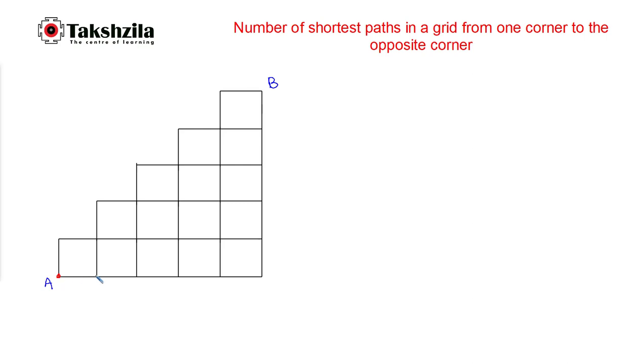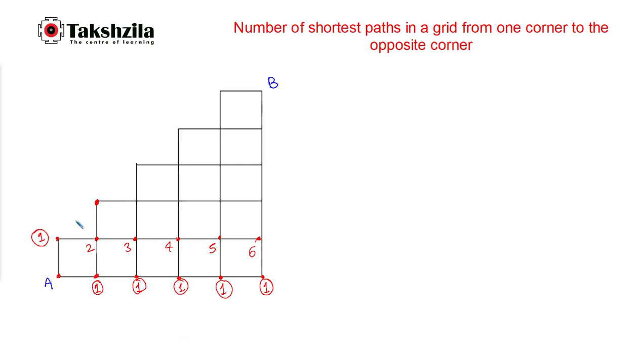From point A to this point, a person can travel in only one way. This point, a person can travel in only one way. Similarly to this point and this point, there is only one shortest way to travel from point A. To this point also there is only one shortest way. So now to reach this point, 1 plus 1, 2. Over here 2 plus 1, 3. 3 plus 1, 4. 4 plus 1, 5. 5 plus 1, 6.